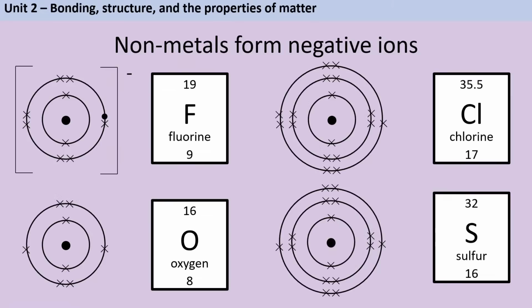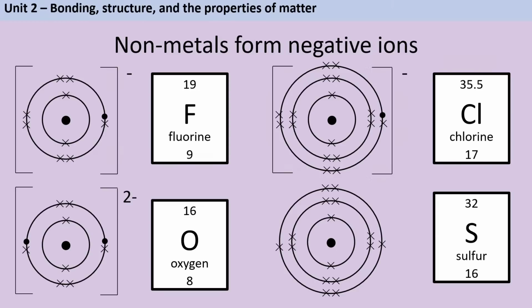So again, we can go through this process. We can say, oh, oxygen needs 2 additional electrons. So you can see them there. I'm adding them and taking them away so it's really clear. And so it's going to have a 2- charge. Chlorine is also in group 7, so it needs 1 electron there. So it's going to have a single minus charge. And sulfur needs 2 extra electrons, so it's going to have a 2- charge.